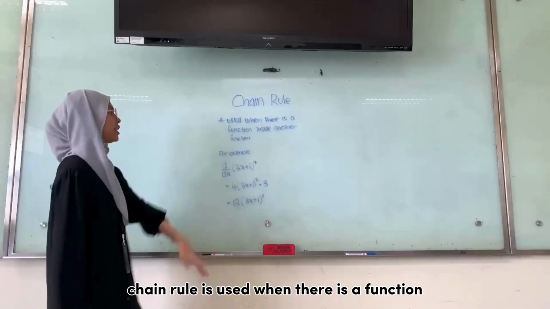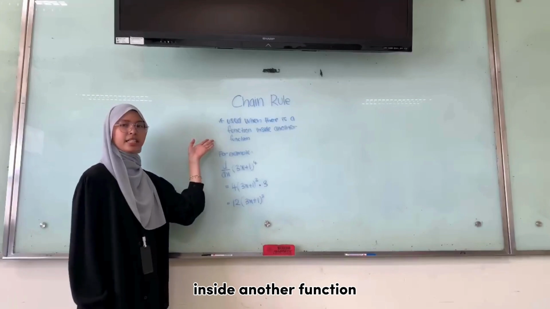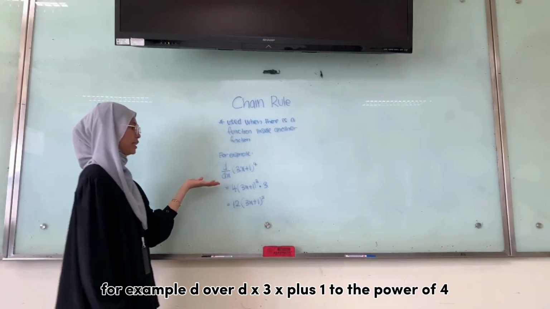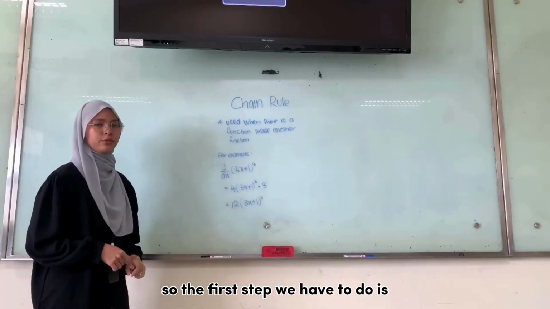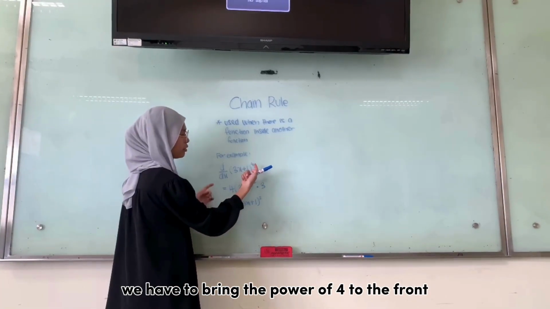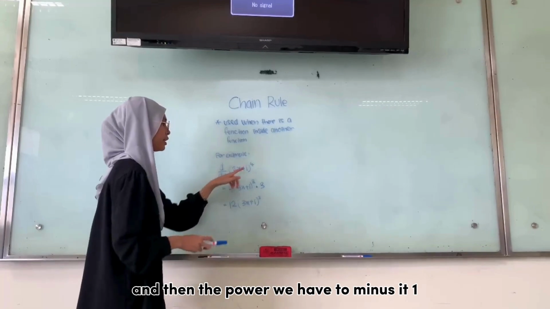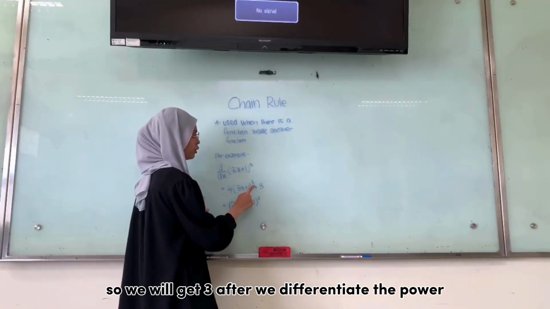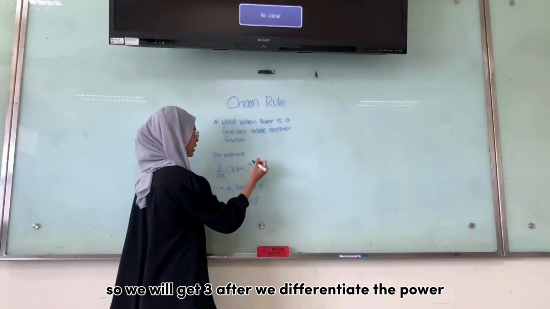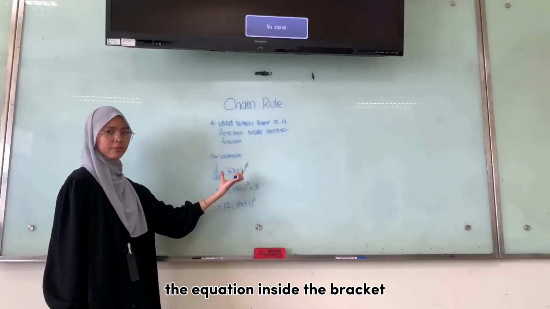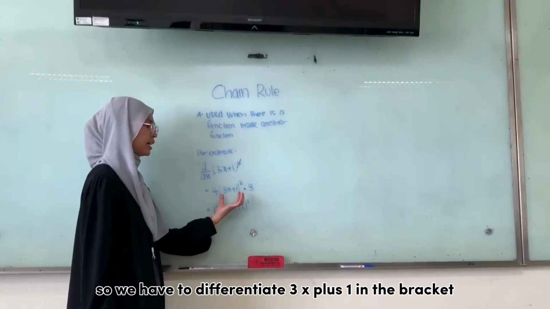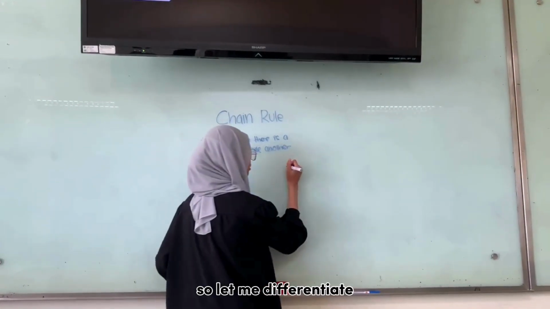So chain rule. Chain rule is used when there is a function inside another function. For example, d over dx of (3x plus 1) to the power of 4. So the first step we have to do is bring the power of 4 to the front. And then we minus 1 from the power, so we will get 3. After we differentiate the power, we have to differentiate the expression inside the bracket. So we have to differentiate 3x plus 1 in the bracket.